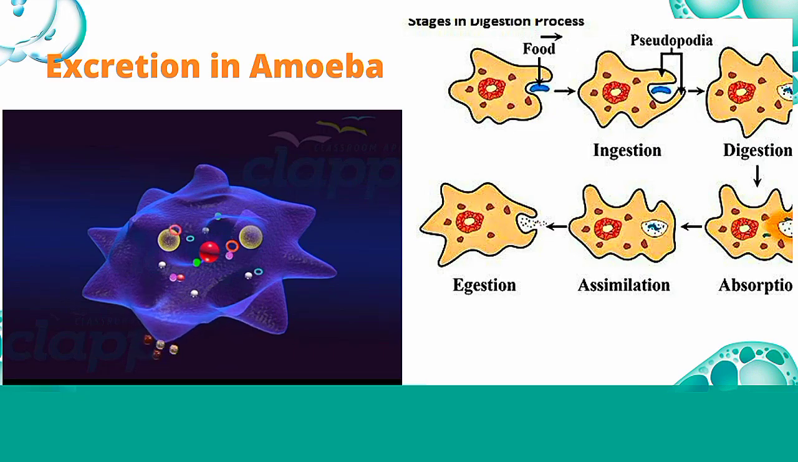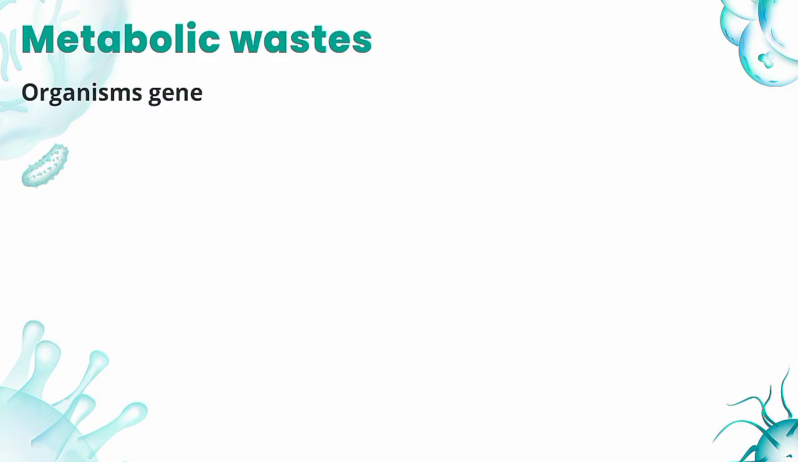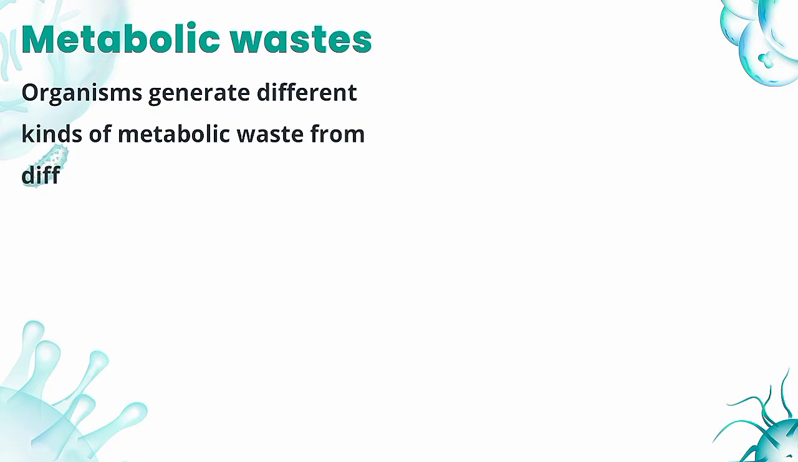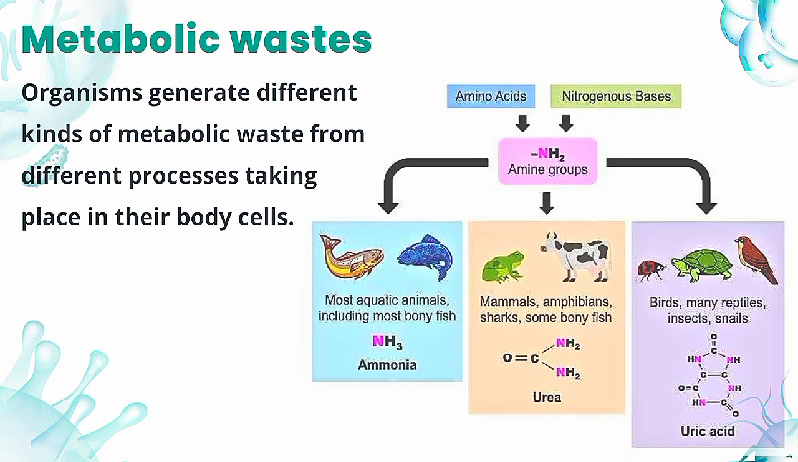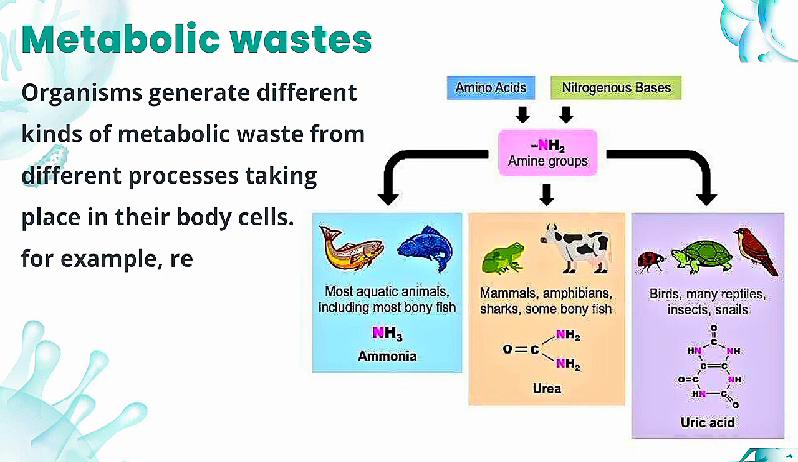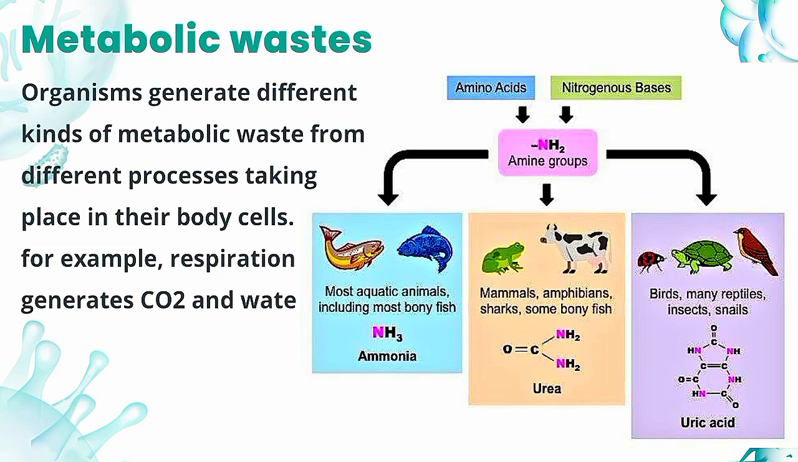Now let's look at waste products of metabolism. Organisms generate different kinds of waste products from different metabolic processes taking place in their body. For instance, respiration generates carbon dioxide and water vapor, which are excreted via various excretory outlets.